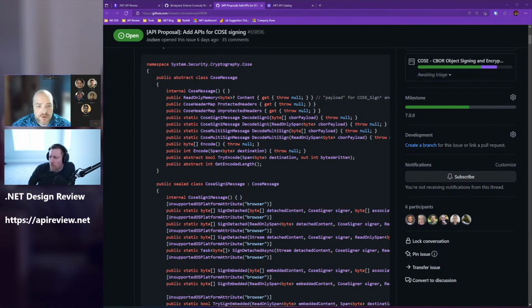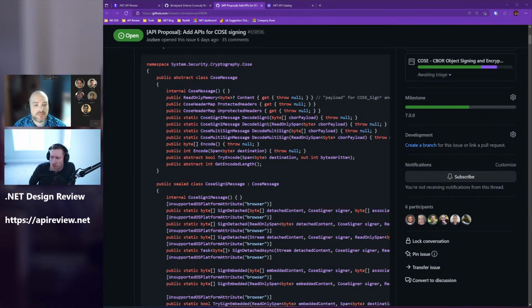Every message can be re-encoded. The reason you would care to do this is if you modified an unprotected header, then you would need to modify it and then call encode again to get the output. That's spanified, and so that's the last 4 members on the base class.